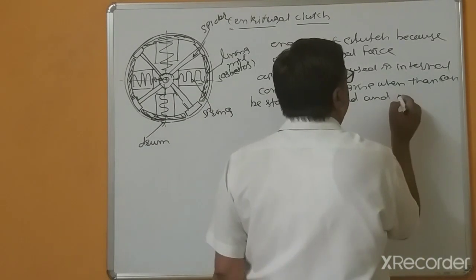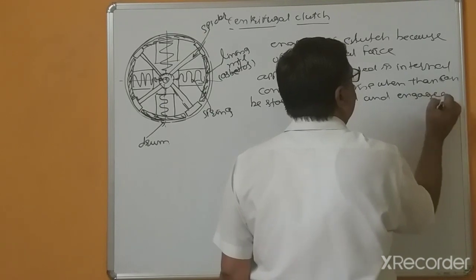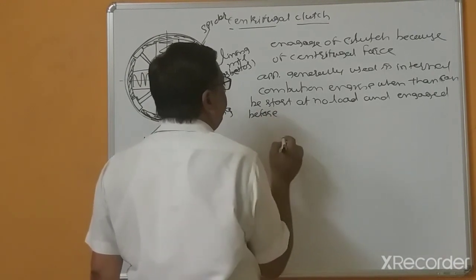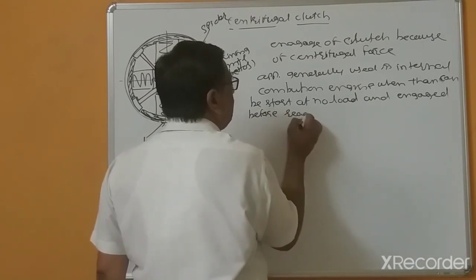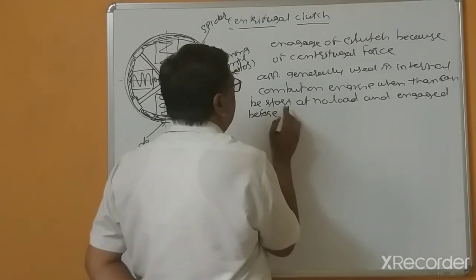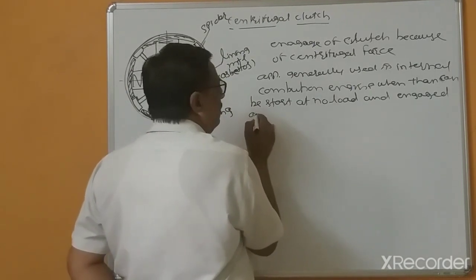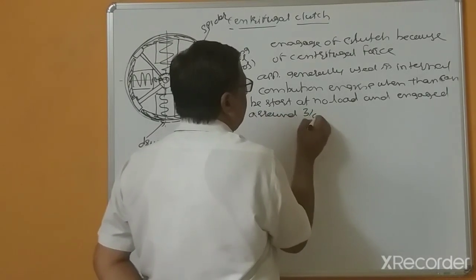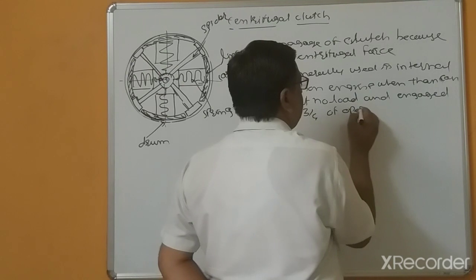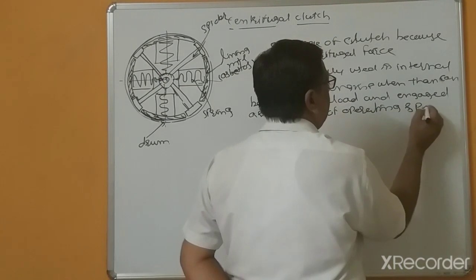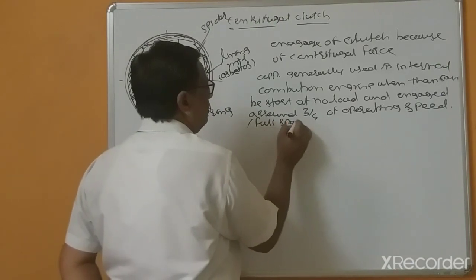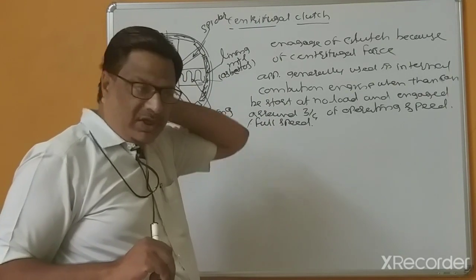And the clutch is engaged before reaching, or at around, 3/4 of the operating speed, that is, 3/4 of full speed. So this can be engaged. These are the 4 parts.